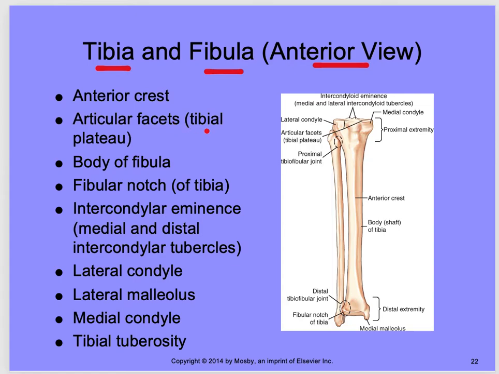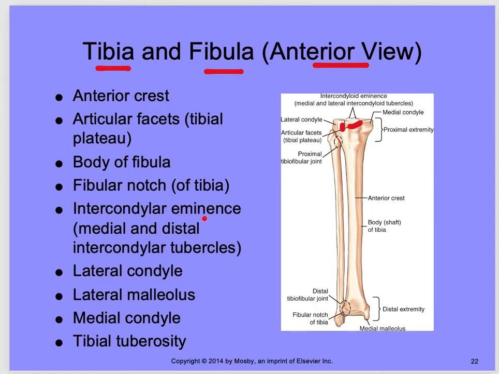Articular facets. Tibial plateau. So you've got your tibial plateau up here. Because you can see this line going here and then this line going here. So that's your tibial plateau on either side. You've got the body of the fibula, so the body of the fibula right here. You've got your fibular notch of the tibia, so the fibular notch of the tibia right there.